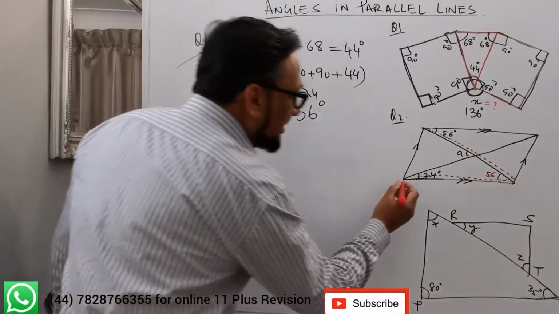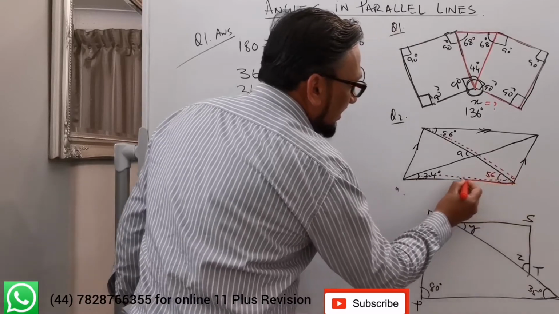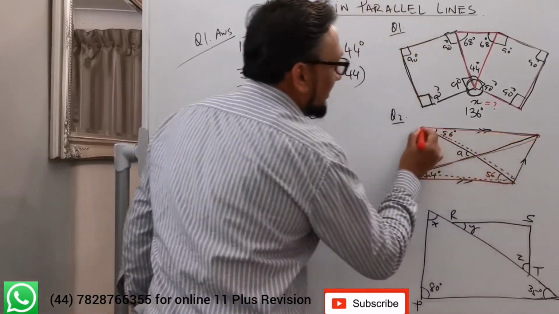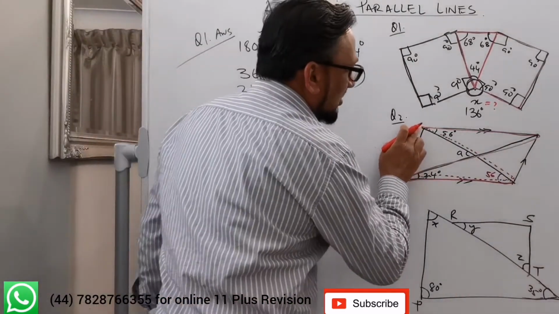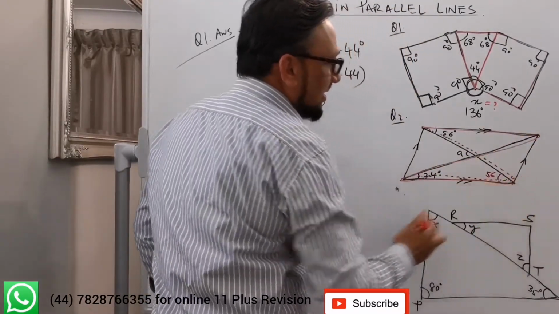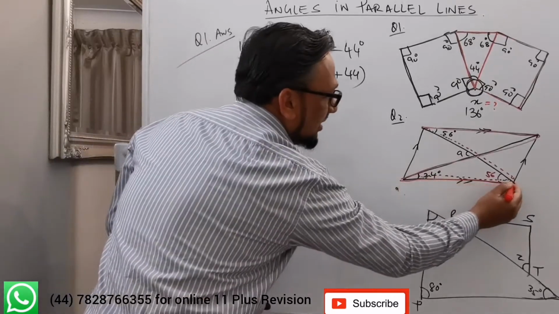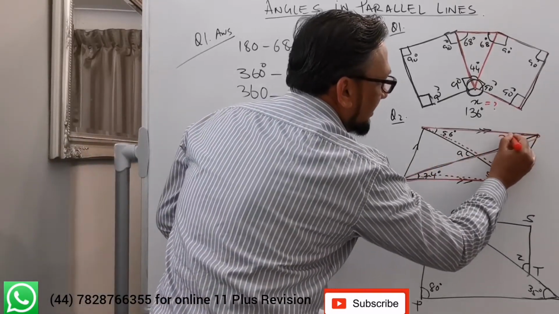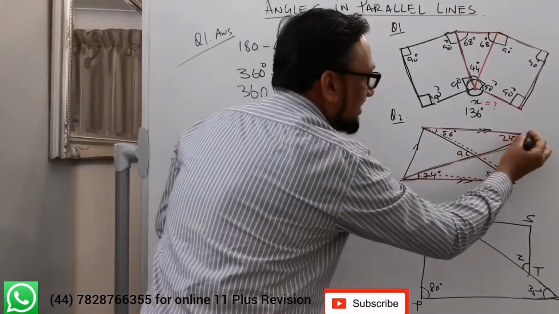And same as, look at this one. This, this, and this. So they are making a Z now. Okay, look at this one. This, this, and this. So it means this is 24 degrees. This is 24, so it means the alternate angle, this is also 24 degrees. Same as this one. This is alternate.